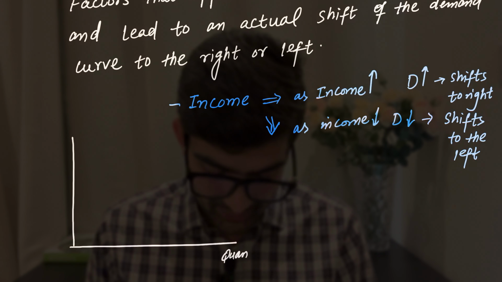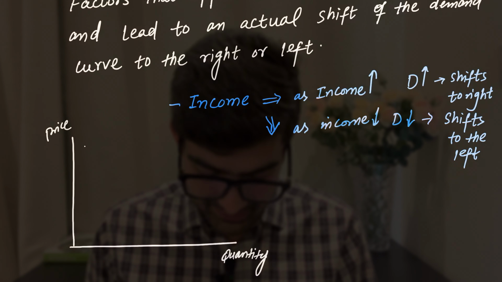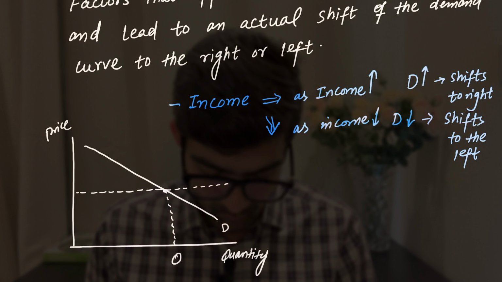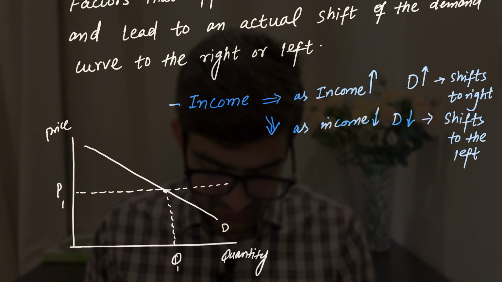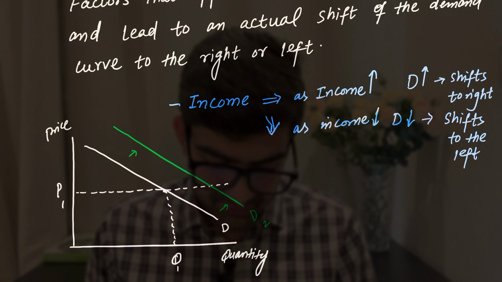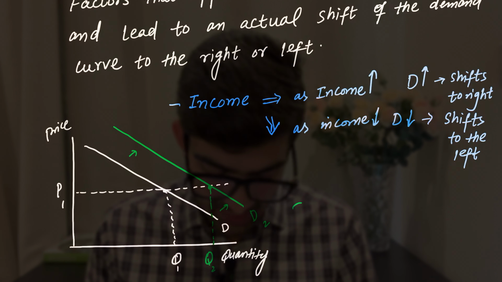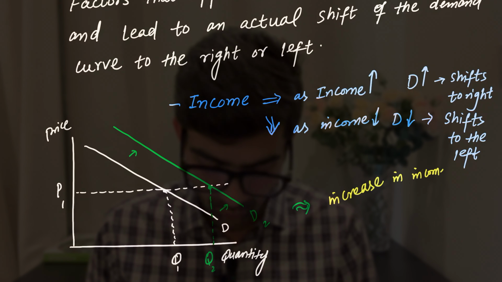So we can show this on the graph. We have price on the y-axis, quantity on the x-axis, and this is our original demand curve with price P1, Q1. When the income increases, demand increases from D1 to D2. So it actually shifts outward, and at the same price level we have increased quantity from Q1 to Q2.